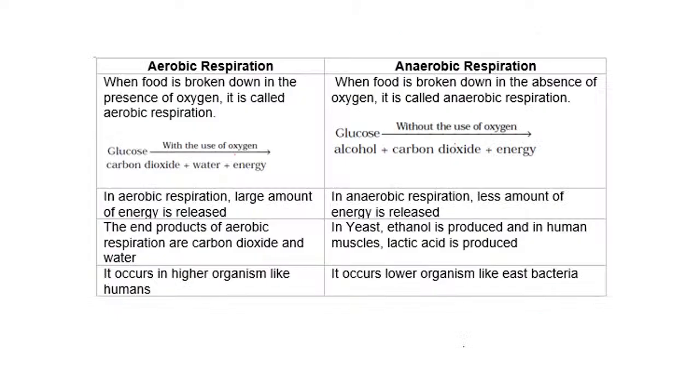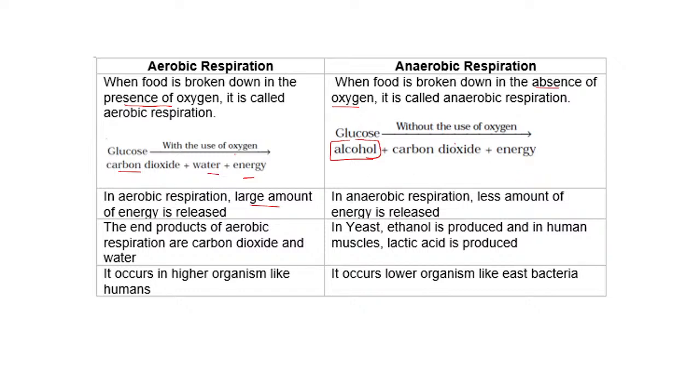So here is the summary of both the processes. As I have told you, aerobic means what? Presence of oxygen, glucose will be broken down to get carbon dioxide, water and energy. Anaerobic is the respiration process that takes place in absence of oxygen, and you get alcohol, carbon dioxide and energy. Aerobic respiration releases a large amount of energy, whereas anaerobic respiration gives you less energy. The end products of aerobic respiration are carbon dioxide, water and energy, whereas the end products of anaerobic respiration are alcohol, carbon dioxide and energy.